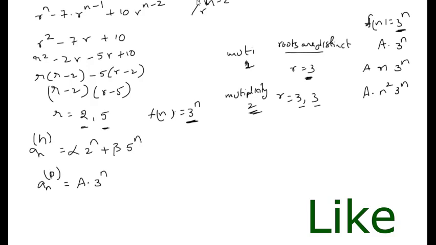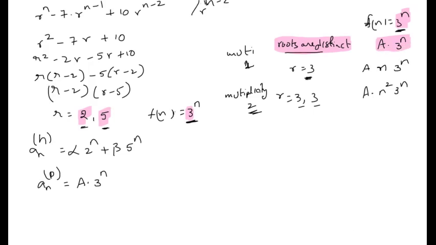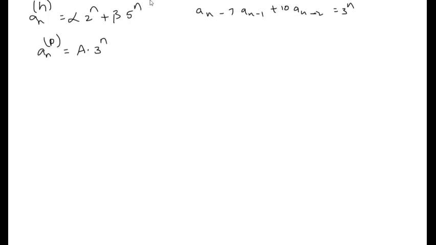Coming back to the original problem, here the roots are 2 and 5 and the function is 3 power n. That means it comes under the category roots are distinct and it is not matched with the function 3 power n. So the solution is a into 3 power n. Now we are going to substitute this particular solution in the original recurrence relation. So now in place of an, we are going to place a into 3 power n.